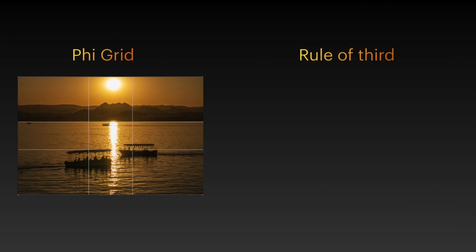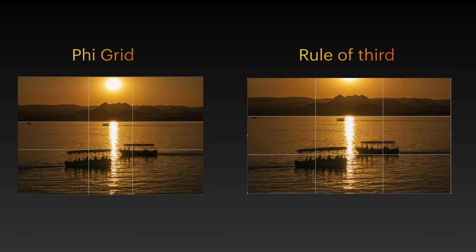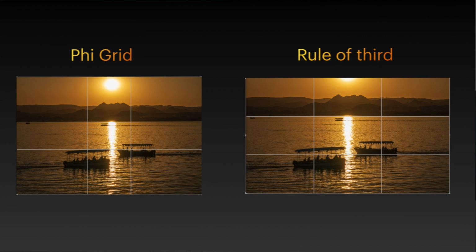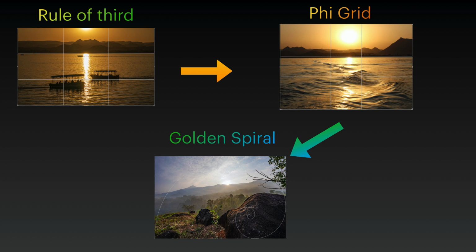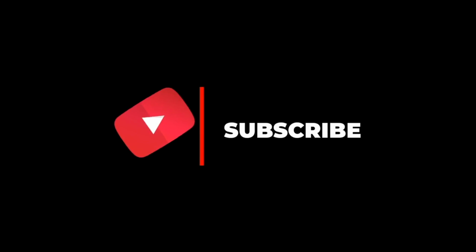Initially you will find it challenging to master composition, but with practice you can get mastery in it. My suggestion is to start with the easiest technique, that is the rule of thirds, then move to the phi grid and golden spiral.